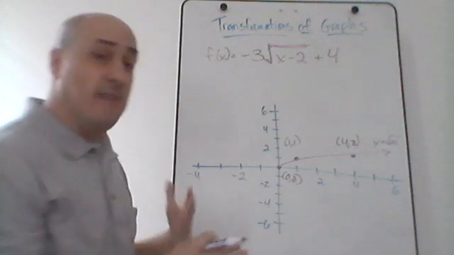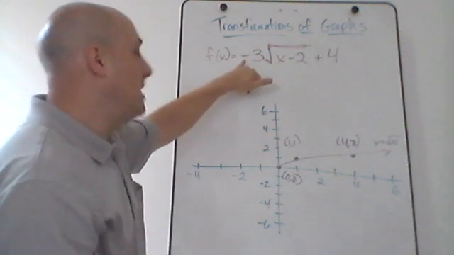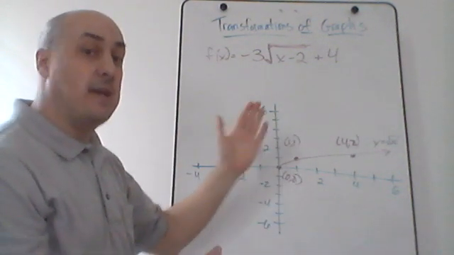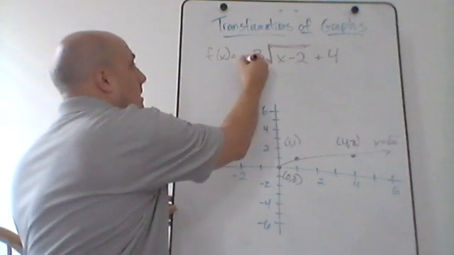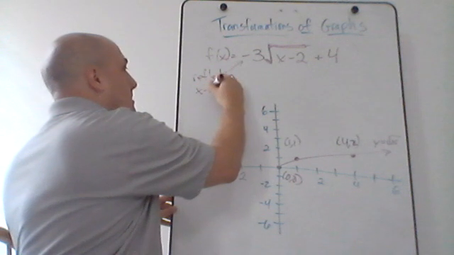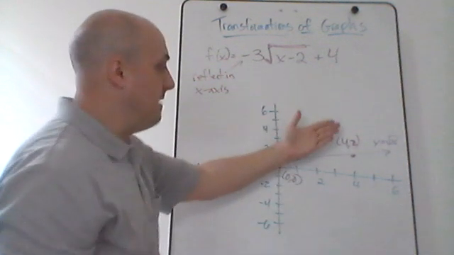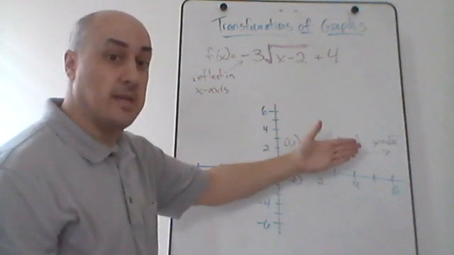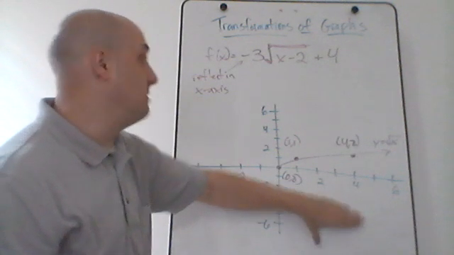Anything that happens outside affects the vertical direction, right? The negative always means reflection, so it's a vertical reflection. That's going to be a reflection in the x-axis. It's going to take this graph and flip it over this way. It's going to take all those y coordinates and make them all negative, which flips it down.